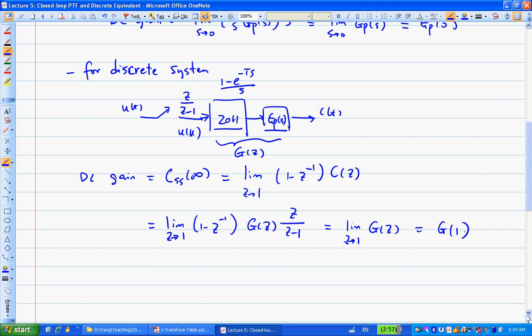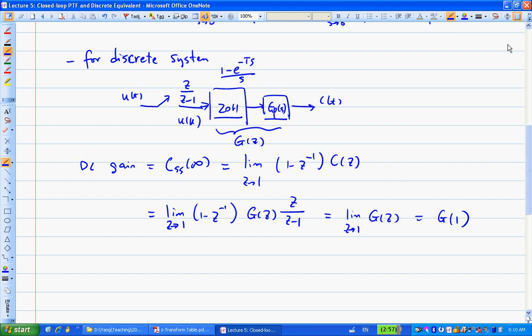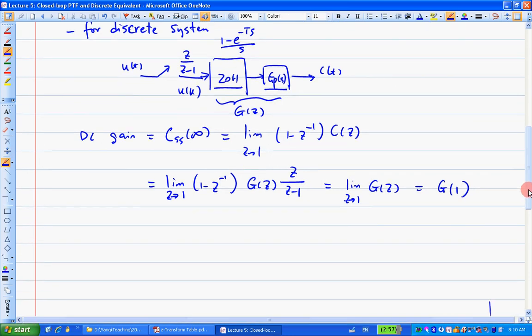And this is used when you have a control system designed, and you have the plant, you have everything, you determine your controller. So the first step when you design is maybe you want to make sure your DC gain is 1. So you need to choose your controller gain so that the DC gain is 1 here.